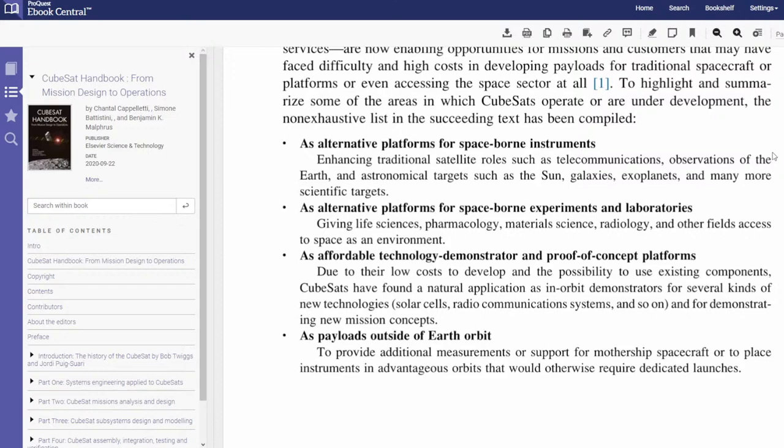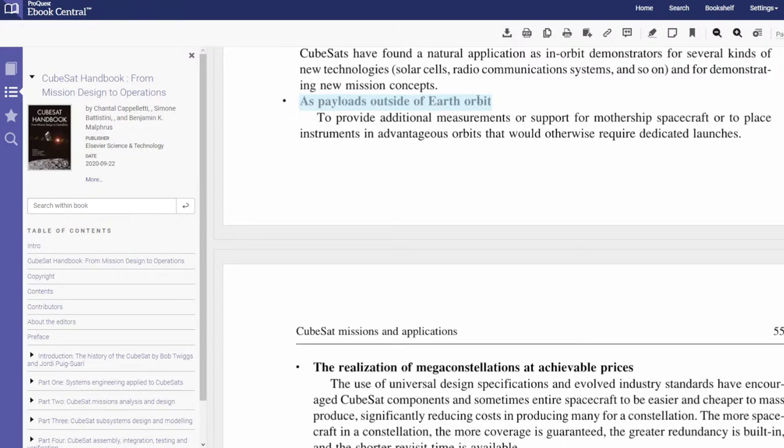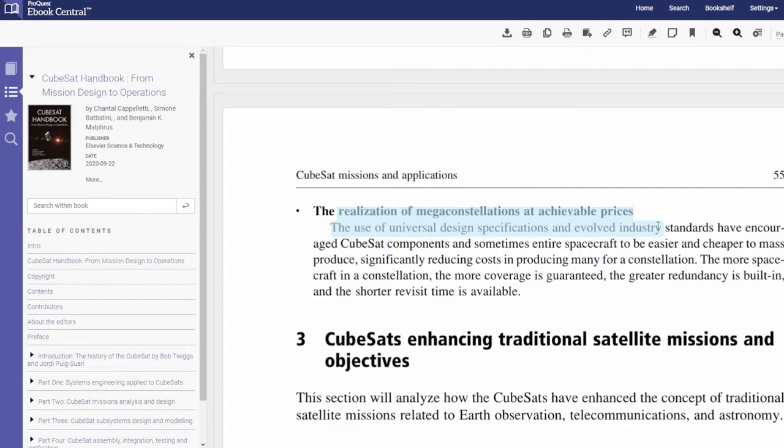As affordable technology demonstrator and proof of concept platforms, due to their low cost to develop and the possibility to use existing components, CubeSats have found a natural application as in-orbit demonstrators for several kinds of new technologies, solar cells, radio communication systems, and so on, and for demonstrating new mission concepts as pathfinders outside of Earth orbit, to provide additional measurements or support for mothership spacecraft, or to place instruments in advantageous orbits that would otherwise require dedicated launches. This right here, guys. Ooh, mega constellations.